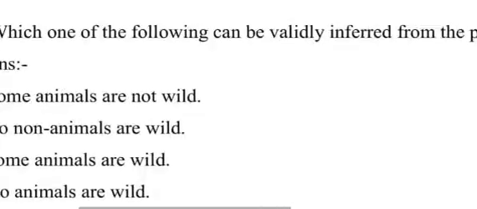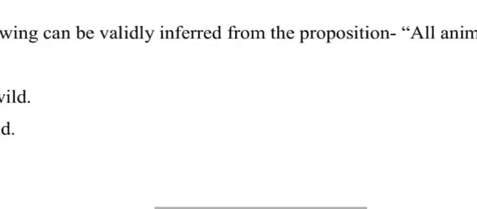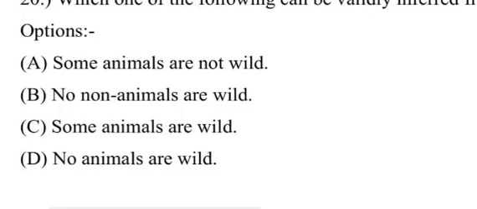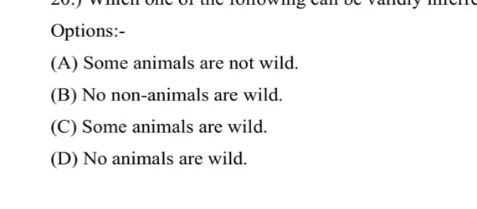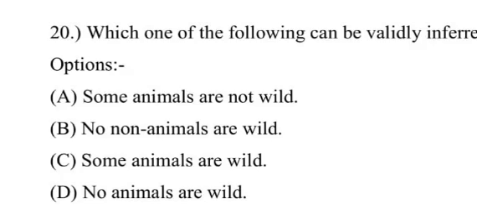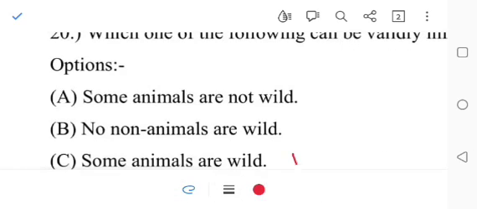20. Which of the following can be validly inferred from the proposition all animals are wild? Some animals are not wild, no non-animals are wild, some animals are wild, no animals are wild. 20. It will be number C, some animals are wild.